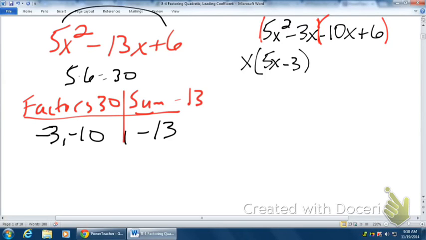Okay, so if I factored out the negative 10x and the plus 6, what is the greatest common factor of those two terms? 2. Okay? Now, is it a positive 2 or a negative 2? Positive 2. 2 goes into 6, and 2 goes into negative 10x.